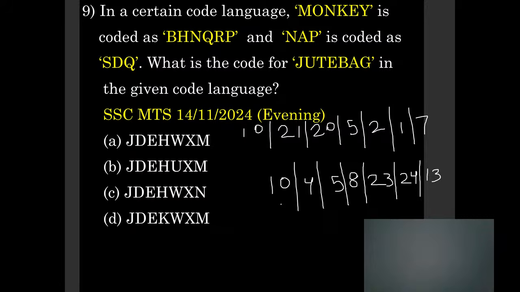Now if you decode this one, 10 means it is J. Next, 4 is D. 5 is E. Next, 8 means it is H. 23 is W. 24 is X. Next, 13 is M. So the answer for this one is JDEHWXM. JDEHWXM, which is the first option. So first option is the correct answer. The logic here is they added 3 to each one and cross coding is applied.